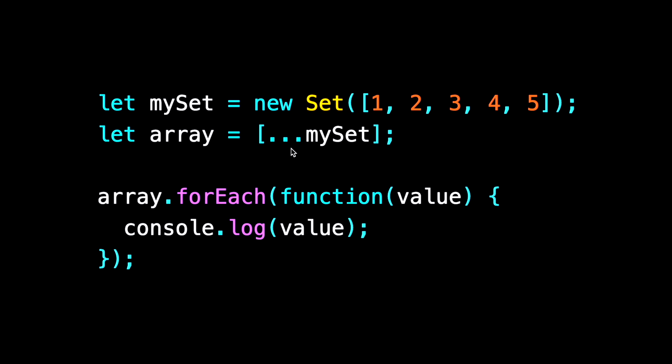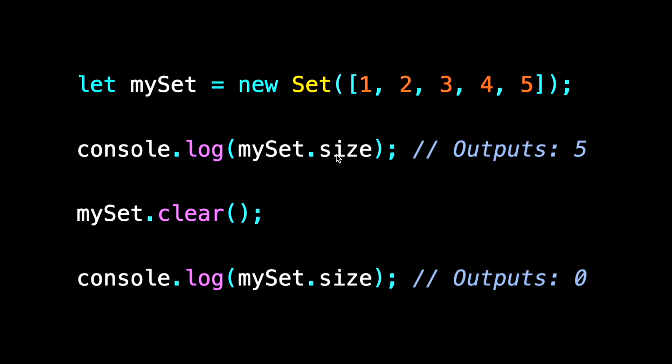And we already discussed this, but we can convert a set to an array by using the spread operator. So this is the set, we use the spread operator to convert it to an array, and then we can iterate over each element in that array. We can create a set, we can check the size, it's going to be 5, and then we can clear the set. Now it's going to be 0 with the set.clear.